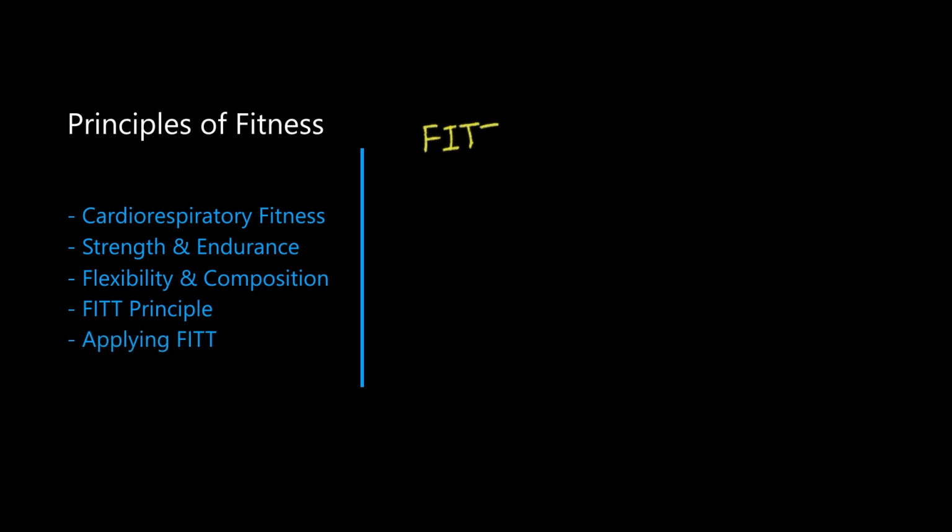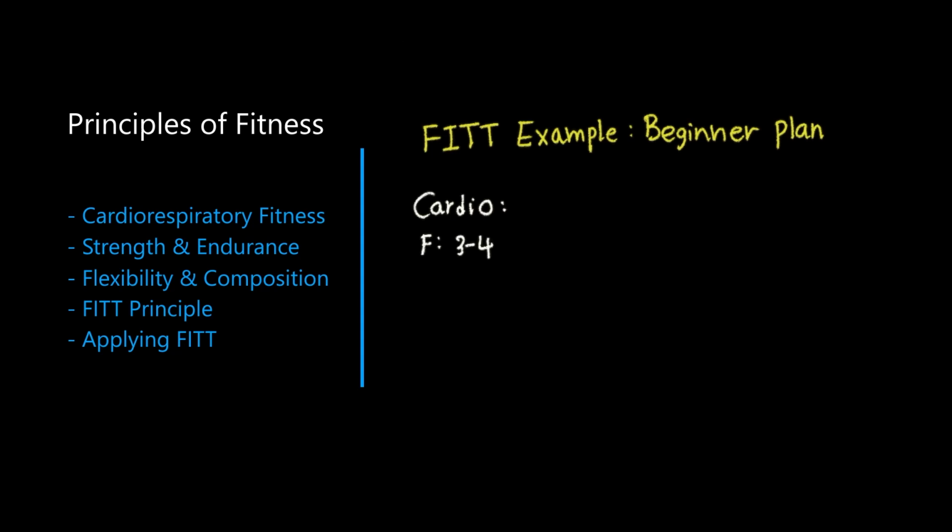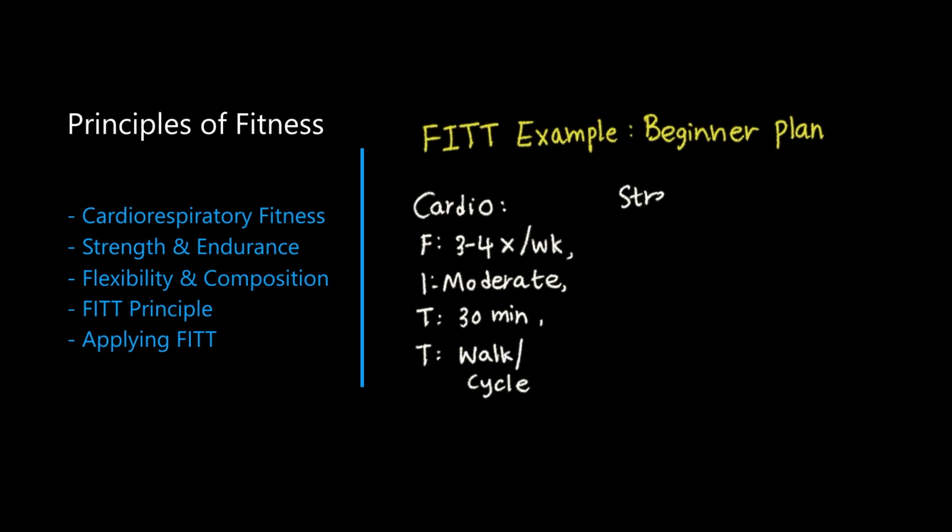Let's create a simple, well-rounded weekly plan for a beginner using FITT. For cardiorespiratory fitness, the plan might be frequency 3 to 4 days a week. Intensity, moderate, where you can still hold a conversation. Time, 30 minutes. Type, brisk walking or cycling.